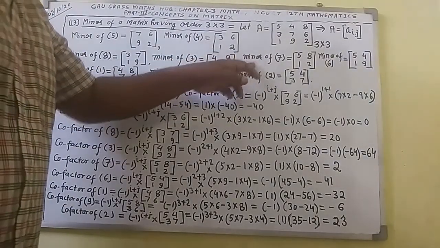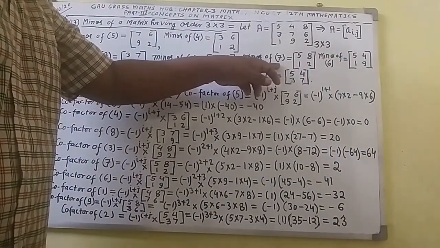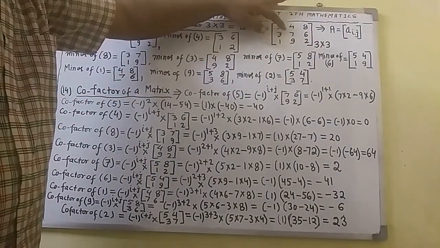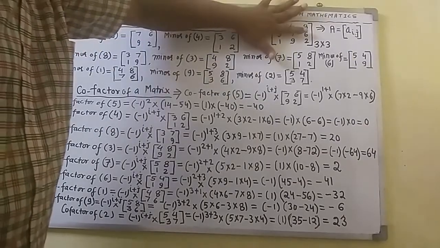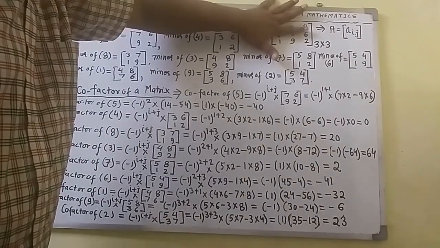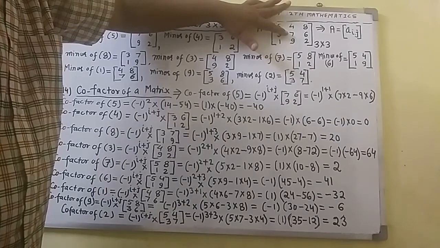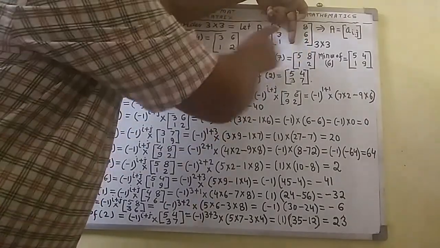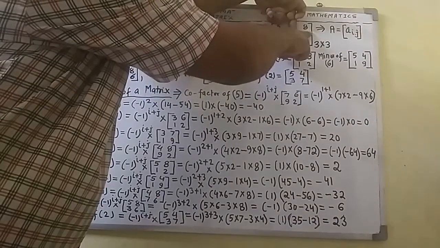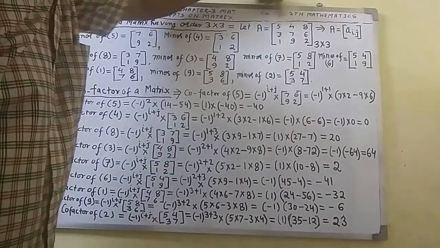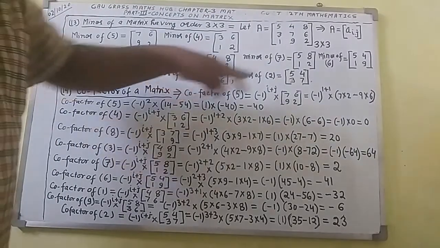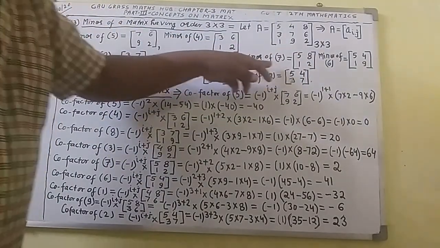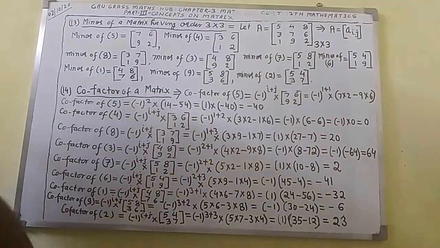Accordingly, the minor of element 7. The element 7 is in the second row. The second row will get hidden. And 7 is in the second column. The second column will get hidden. Like this, these 3 will be hidden, this 6 will be hidden. So we will get here 5, 8, 1, 2. The 5, 8, 1, 2 will be the minor of element 7.